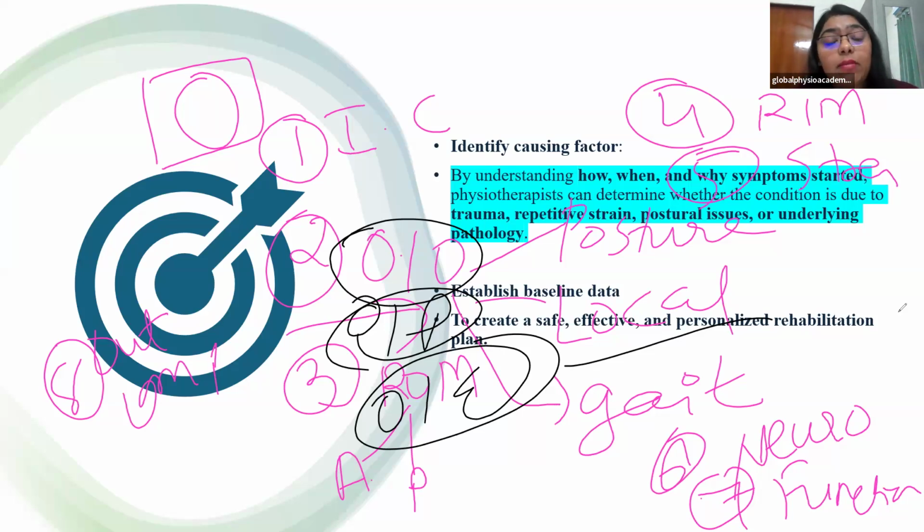So it gives me the idea about my patient's neurological involvement. Overall, after that, functional assessment. And then I'm using the outcome scale, which gives me the objective idea about the patient scenario. So outcome measure and then finalize.